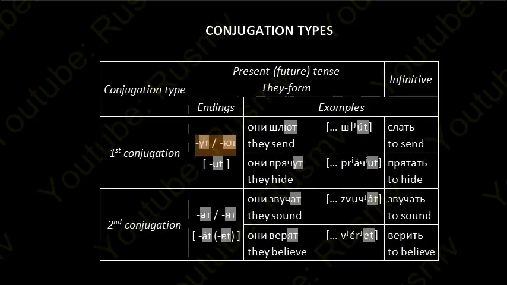The they form of first conjugation verbs has two written variants of ending. The choice between these two variants is based on general Russian spelling rules, and depends on the stem's last sound preceding the ending, while the pronounced ending doesn't depend on the stem's last sound. Such endings are highlighted gray here and further. Thus, the pronounced ending of the first conjugation they form is always ut.